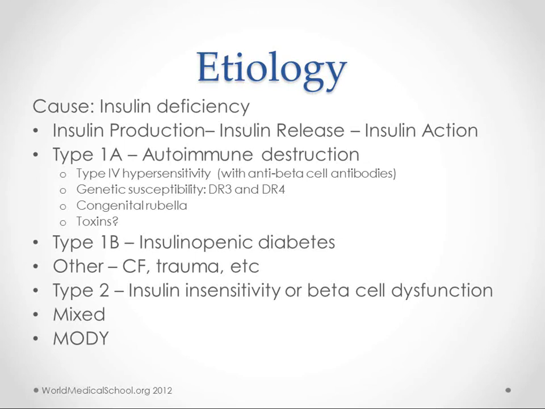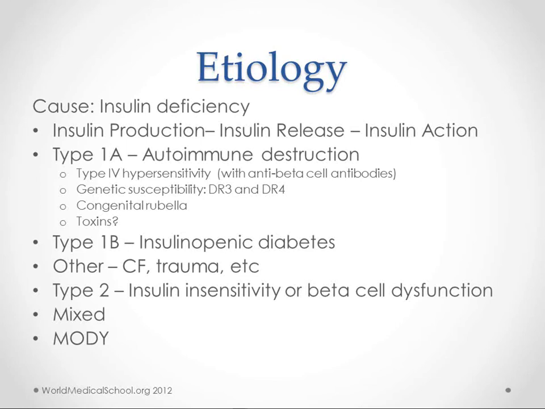The most common by far in children is type 1A, which is an autoimmune destruction of beta cells. Now, the beta cells are among the islet cells in the pancreas that produce insulin. So if you destroy them, then they don't produce insulin anymore. This is a type 4 hypersensitivity, meaning that it is T cell mediated. But there are antibodies that circulate, like anti-beta cell antibodies or anti-insulin antibodies that you see. And those can be used as markers, but they are not the actual causes of destruction.